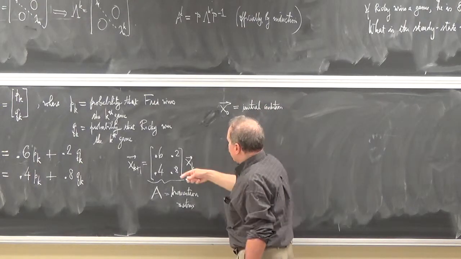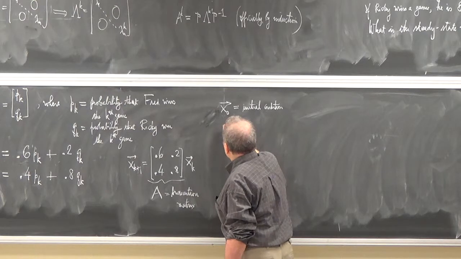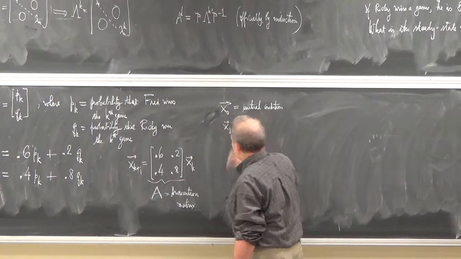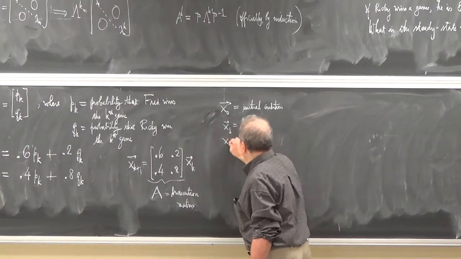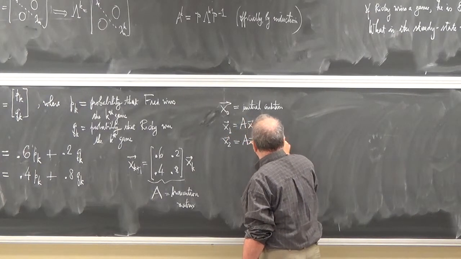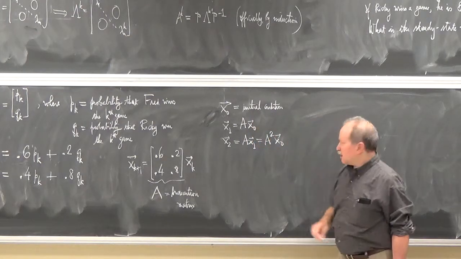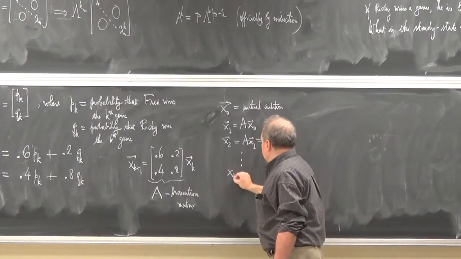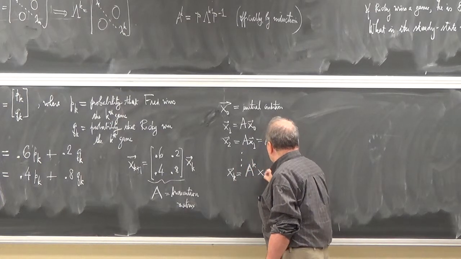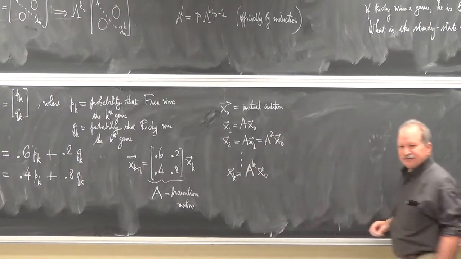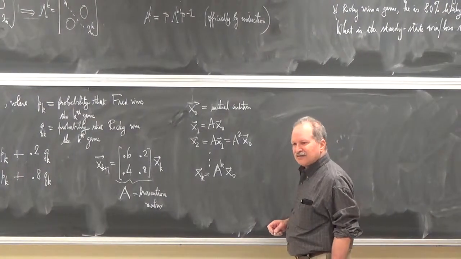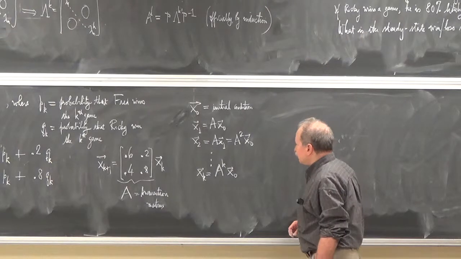Then what you see from that is that x of 1 will be A times that initial vector. x of 2 will be A times x of 1, which will be A squared times the initial vector. And so as you go on, the kth vector is going to be given by the kth power of A times the initial vector. Is it obvious that the initial vector doesn't matter? It's not obvious. We'll see.